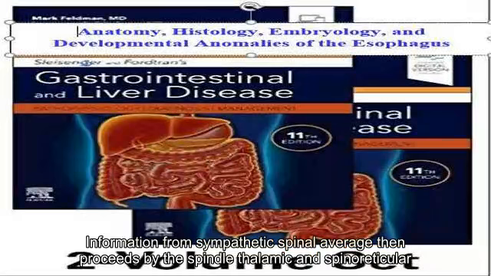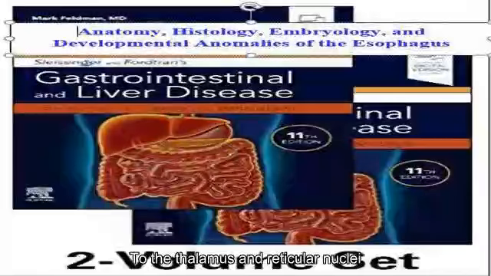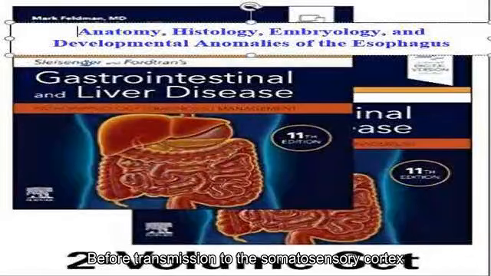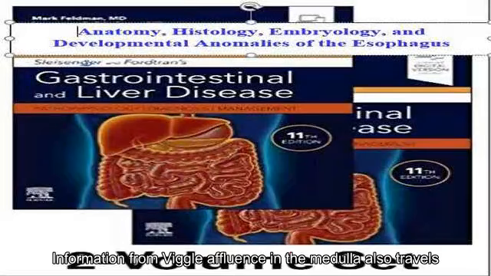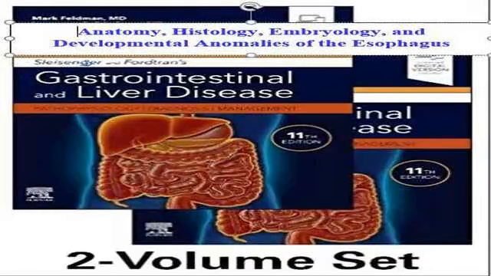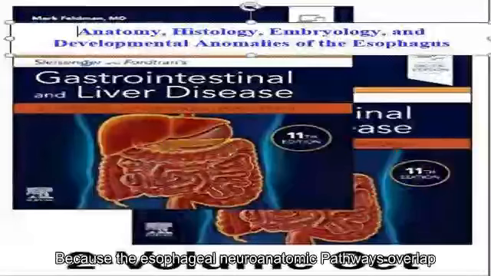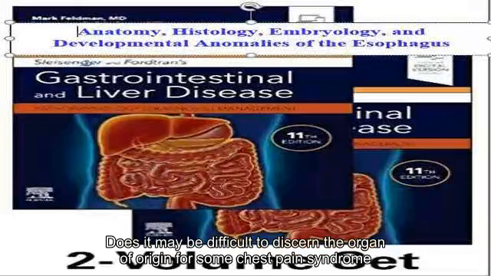Information from sympathetic/spinal afferents then proceeds via the spinothalamic and spinoreticular pathways to the thalamus and reticular nuclei before transmission to the somatosensory cortex for pain perception and limbic system for pain modulation. Information from vagal afferents in the medulla also travels to the limbic system and frontal cortex for pain modulation. Furthermore, because the esophageal neuroanatomic pathways overlap with those of the heart and respiratory system, in clinical practice it may be difficult to discern the organ of origin for some chest pain syndromes.